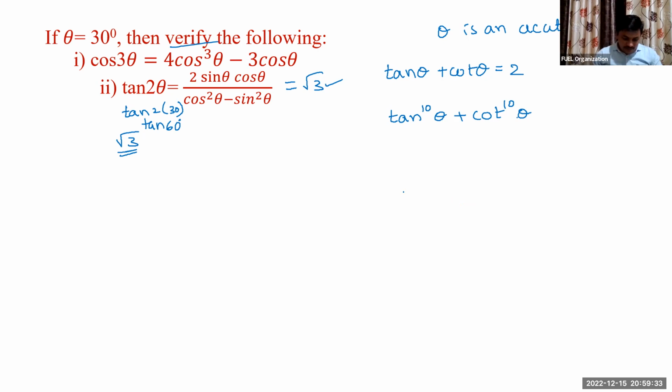Rajeshwari ma'am has joined. Madam, one minute, I should send the link. Two minutes. You try to solve this, children.